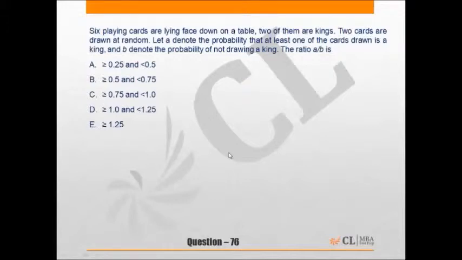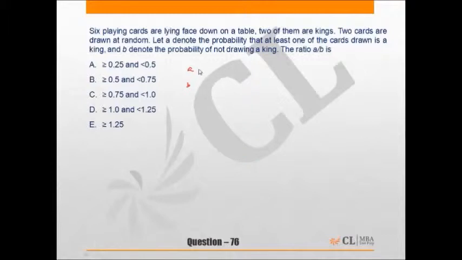This is the problem of probability in which it is given that 6 playing cards are lying face down on a table. 2 of them are kings. 2 cards are drawn at random. Let A denote the probability that at least one of the cards drawn is a king, and B denotes the probability of not drawing a king. The ratio of A to B is.